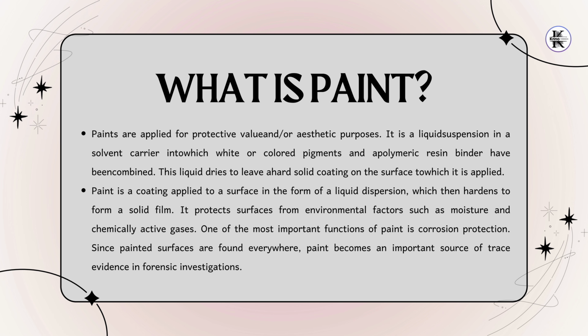Paint is a liquid mixture that is applied to a surface, which later dries to form a solid coating. It serves both protective and decorative purposes. For example, it protects surfaces from moisture, chemicals, and environmental damage, and also enhances appearance. One very important function of paint is corrosion protection. Now, since paint is present on almost every surface, it easily transfers during contact, making it an important source of trace evidence.